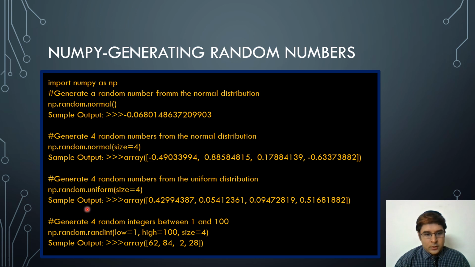And if we want to print a random integer between 1 and 100, and 4 random integers, in fact, we can give size equal to 4, low equal to 1, and high equal to 100 in this function, randint, of this NumPy module. So it will print an array of 4 random integers between 1 and 100.